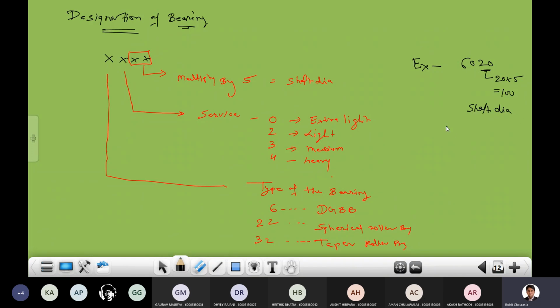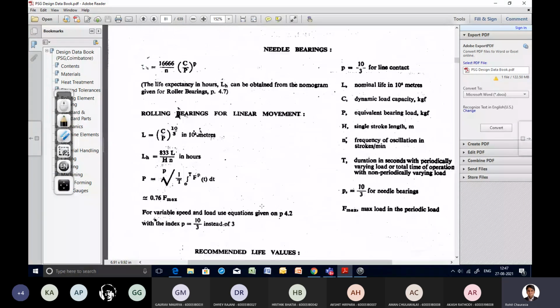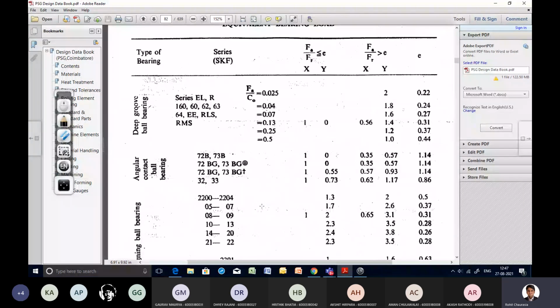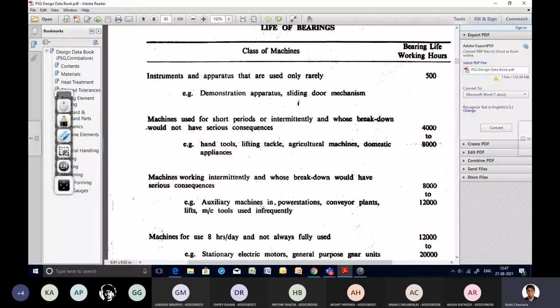This zero is the extra light service, meaning this is applicable only for the extra light service. And if I look here, this is the 6, so this 6 is the deep groove ball bearing. We can see the same thing from the PSG data book. If I go to the table of different bearings, all these bearings are the SKF bearings.